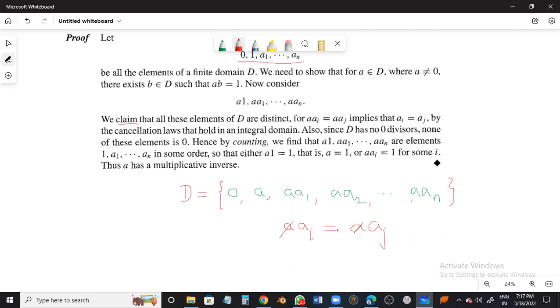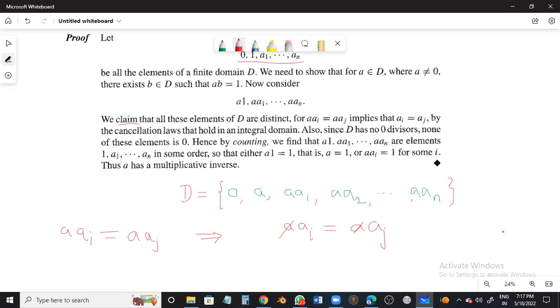If you can cancel a, it means a times ai equal to a times aj implies ai and aj are equal. ai and aj are not distinct, they are one and the same. This is the meaning. I hope all of you are following this. So what happened?